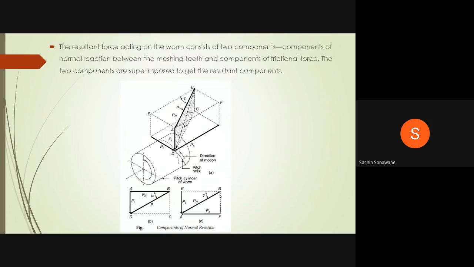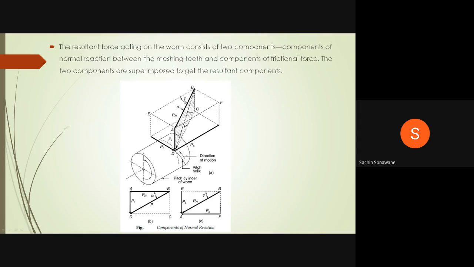The resultant force acting on the worm consists of two components: components of normal reaction between the meshing teeth and components of frictional force. The two components are superimposed to get the resultant components. Now this is the components of normal reaction. This is the pitch helix. This is the pitch cylinder of the worm. This is direction of motion.